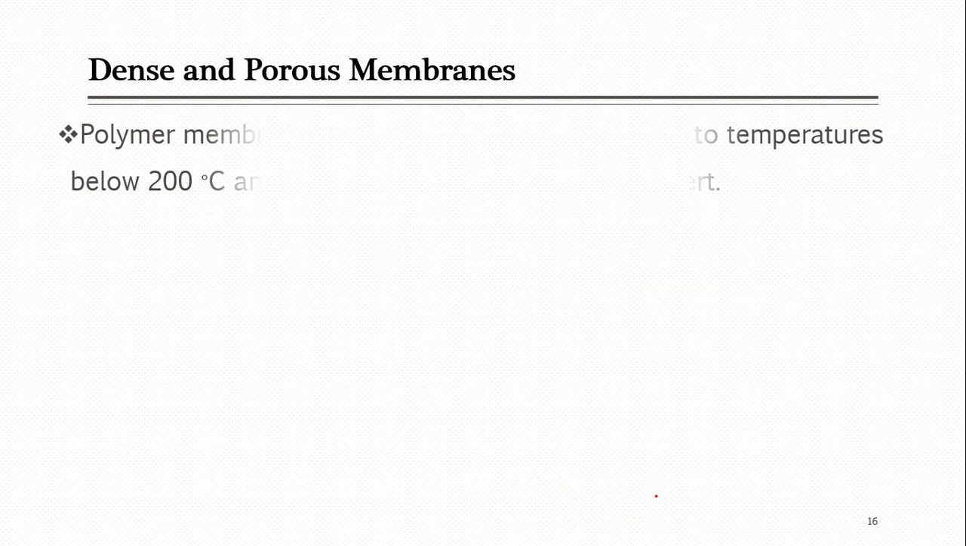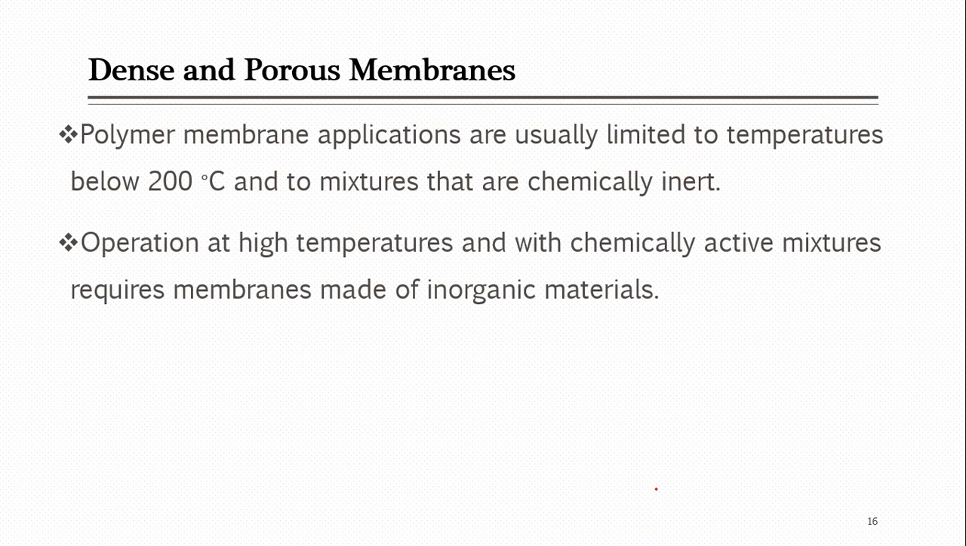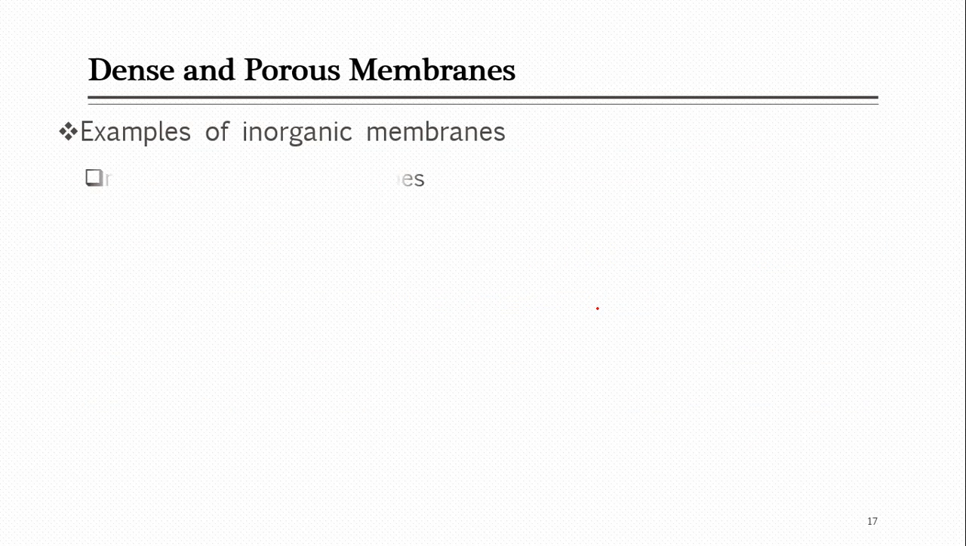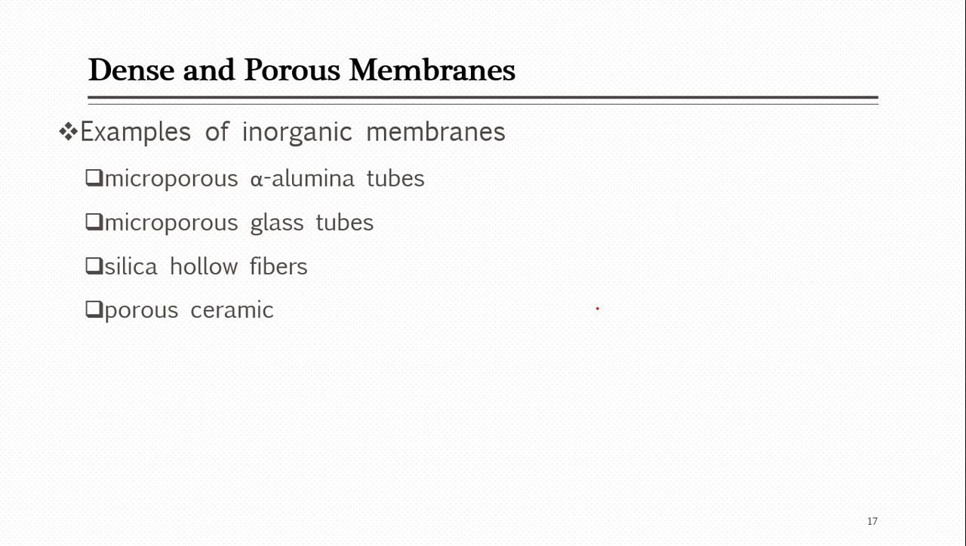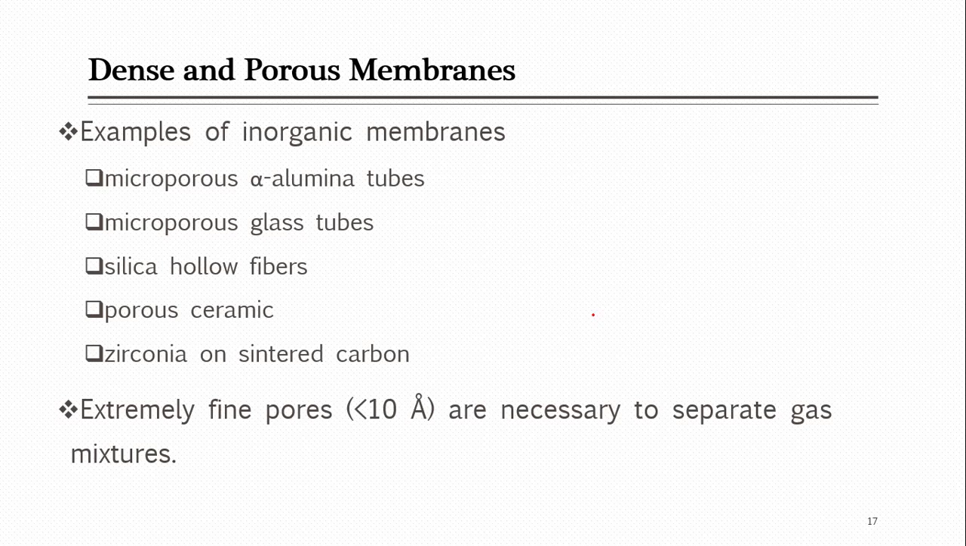And then we said that these polymeric membranes are usually applicable for low temperature, up to 200 degrees C, and they should be used where the chemical you are separating does not react with the membrane. So in all those cases where the temperature is high and there is a chance of reaction of your feed with the membrane material, you go for inorganic material. And inorganic membranes are formed of different materials: alumina, glass membranes, ceramic-based membranes, zirconia and others.